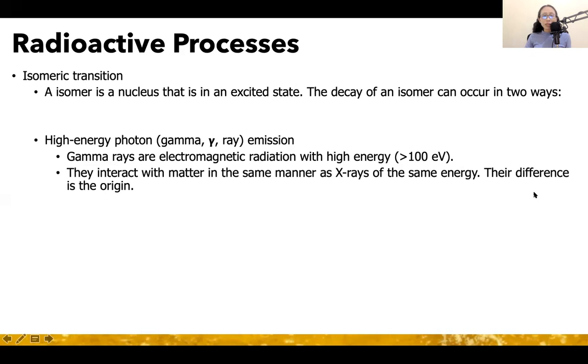See the difference? Gamma rays are photons released due to an excited nuclide, or a nuclide in an excited state. X-rays are also photons that are released from electronic transition. So basically, you have an electron in an excited state, they go back to their ground state, photons will be released. That's your X-ray. Okay?